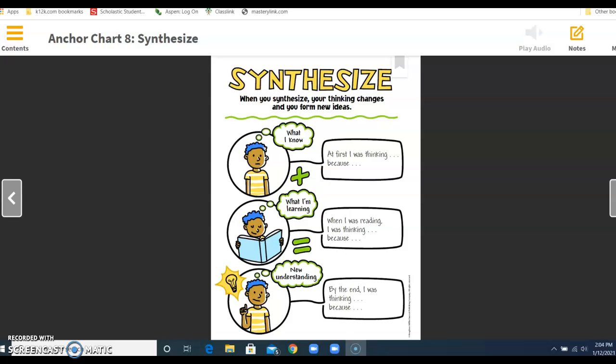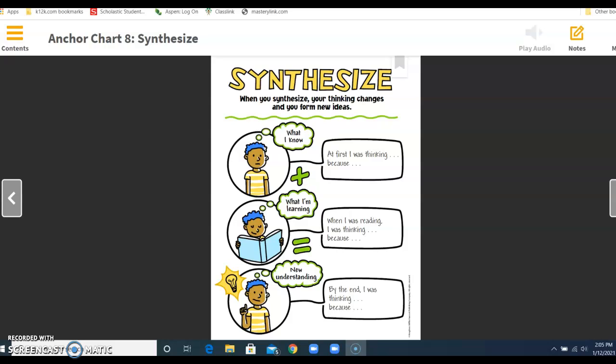So the first picture shows a person thinking, what I know. At first I was thinking this because of this. The dots stand for where you would fill in the blank of what you were thinking and why you were thinking it. Then the second person says what I'm learning now. So what I'm learning is when I was reading, I was thinking blank because of blank.